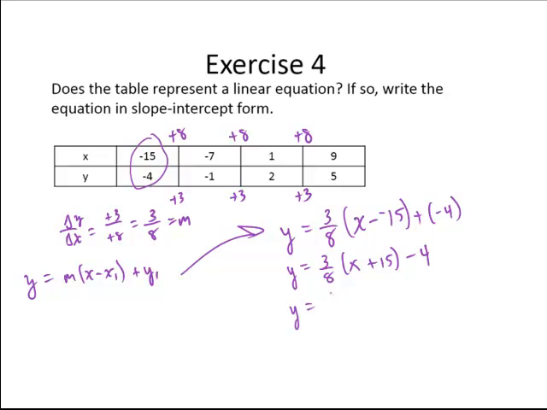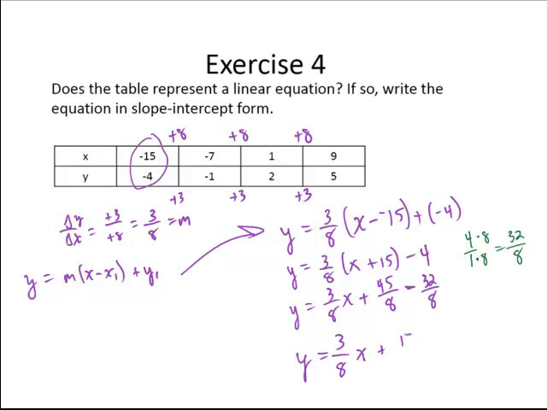So I'll have y equals 3/8 x plus 3/8 times 15, which is 45/8. Now I need to subtract 4 here, but thinking ahead, let me think of that 4 as 4 over 1 and find a common denominator. I'll multiply both numerator and denominator by 8, and that's 32 over 8. So I have 45/8 minus 32/8, and simplifying, I have y equals 3/8 x plus 13/8.